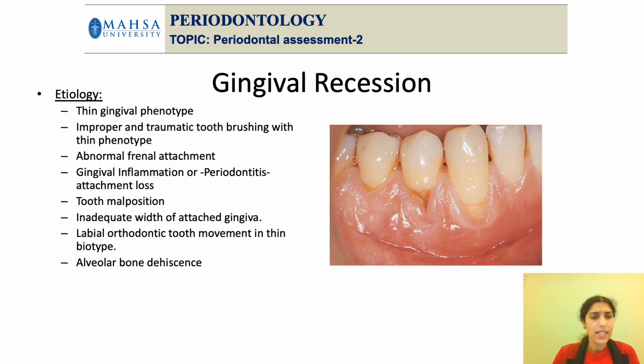And I told you all these factors. Of course, among all these factors, without any of these things also, sometimes even the presence of periodontitis, inflammation, and calculus deposition due to plaque formation can also lead to gingival recession. So now, since periodontitis is also one of the causes of gingival recession, you also have to rule out and know how to examine gingival recession.